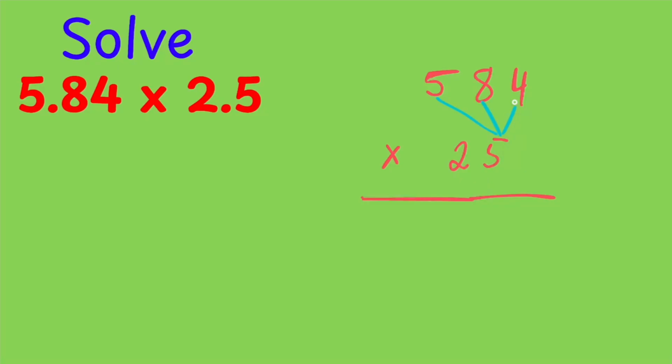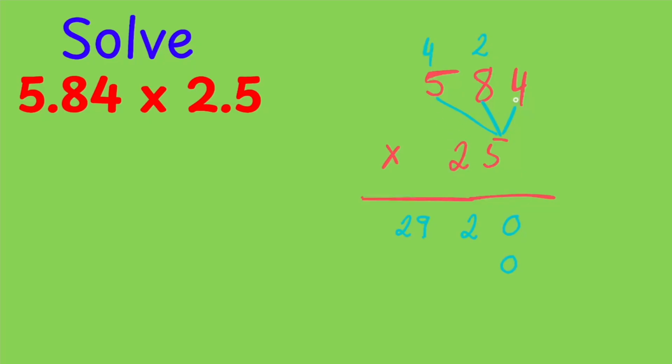5 times 4, 20, then 2 regrouped, 0 in my product. 5 times 8 equals 40 plus 2, 42. 5 times 5, 25 plus 4, 29. Now, don't forget the 0 that we said before. We have to annex 0 to the right side of your product and start to multiply 2 the same way you multiplied 5. 2 times 4, times 8, times 5.